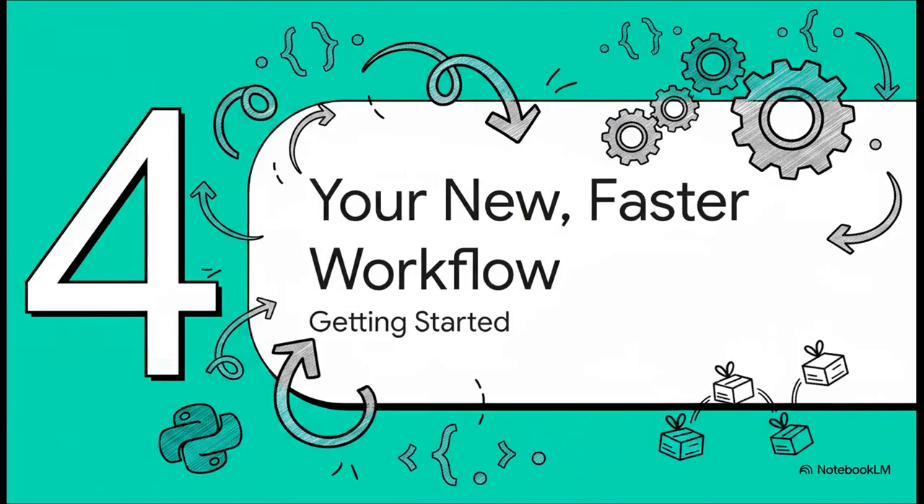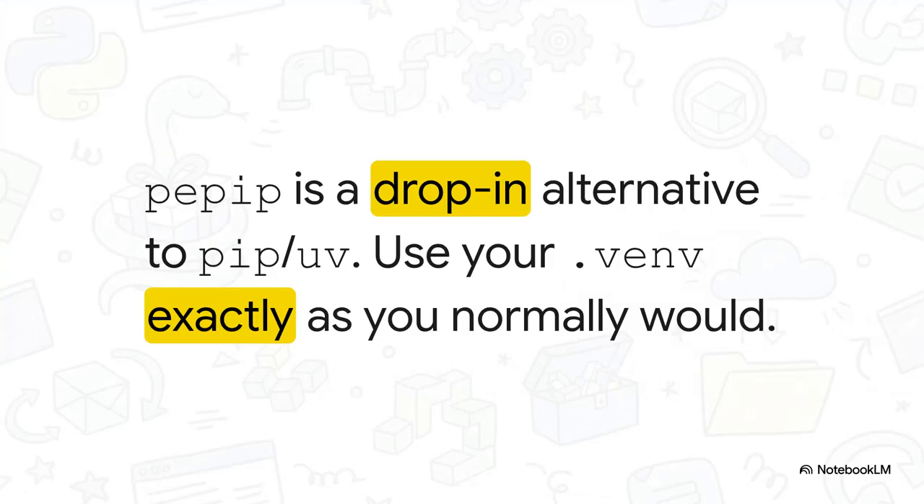Okay, so I know what you're probably thinking. This is great, but is it going to be a pain to set up? Do I have to change my whole workflow? Let's see how you actually get started with this. And this, for me, might be the real clincher. You don't have to learn some new, complicated system. It's a drop-in replacement. Seriously, instead of typing pip install, you just type pepip install. That's it. Everything else, activating your venvs, running your code, it all stays exactly the same.